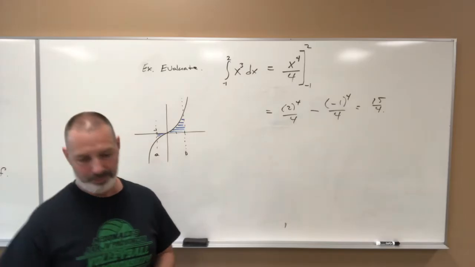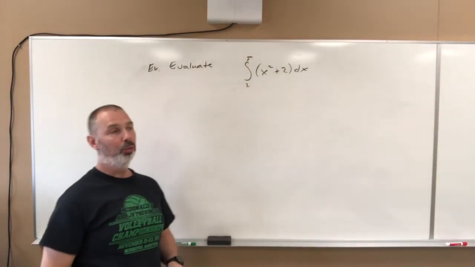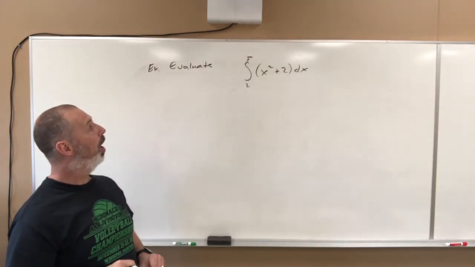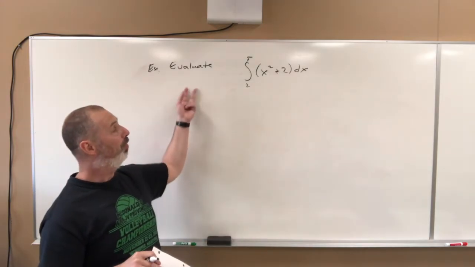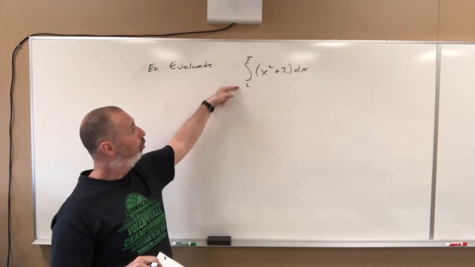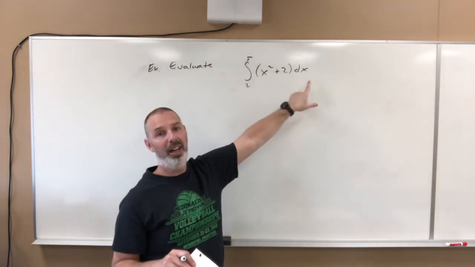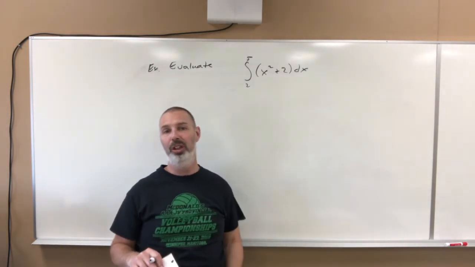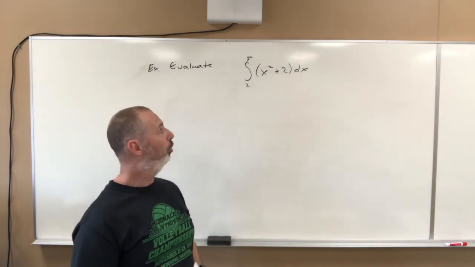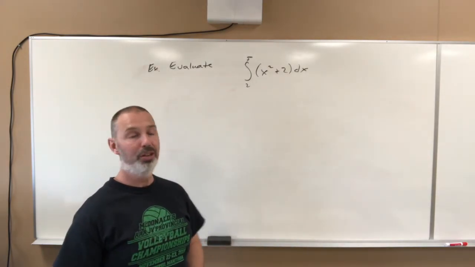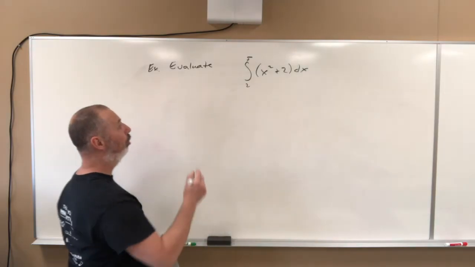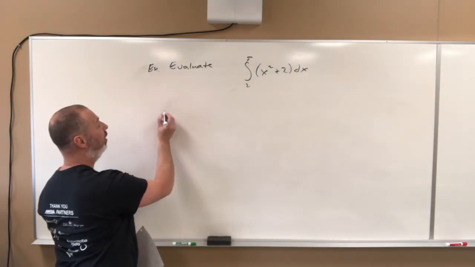Let's go back to the other board. All right, here's our second example. I'm going to do this one with you together at the same time. And so what happens is here now we have evaluate the integral from 2 to 5 of the function x squared plus 2 dx. Again, remember this dx is just notation telling us which variable we're integrating with respect to. The first thing we're going to do is find the antiderivative.